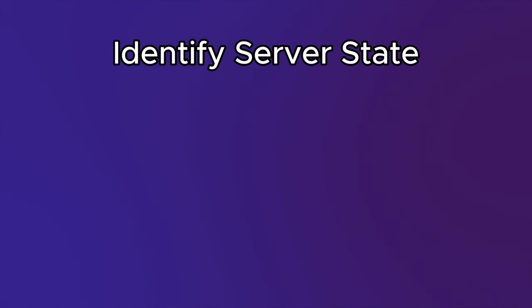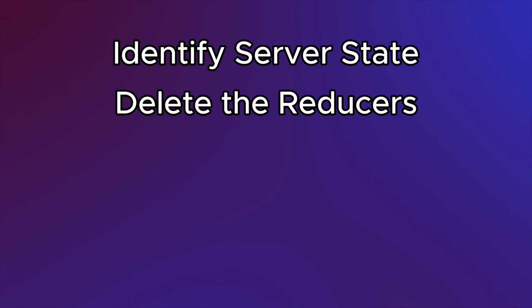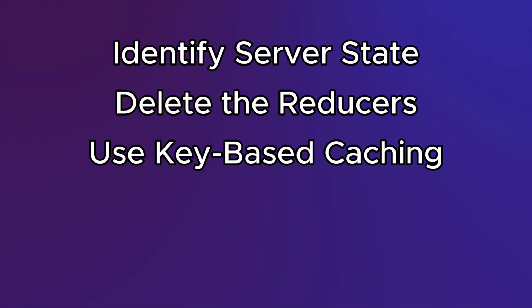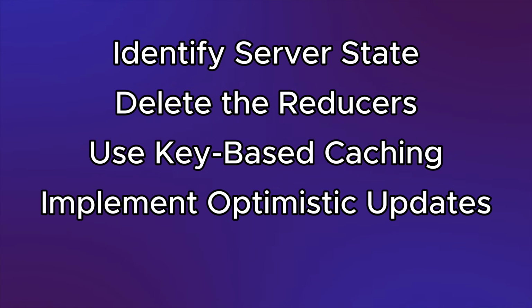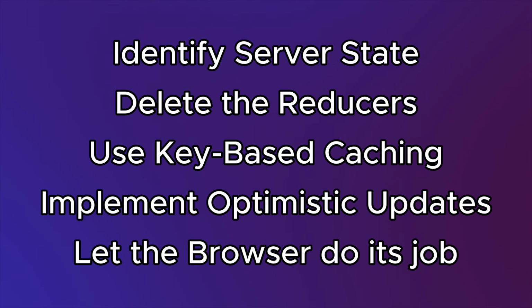If you want to fix your codebase tomorrow, do this. Identify server state. Look at every object in your global state. If it comes from an API, it's server state. Delete reducers. Move that data into TanStack. Use query hooks. Use key-based caching. Use meaningful query keys like orders, order ID, or items. Implement optimistic updates only where it matters. Don't do it for everything. Do it for the buttons users click the most. Let the browser do its job. Trust the cache. Trust the stale time.